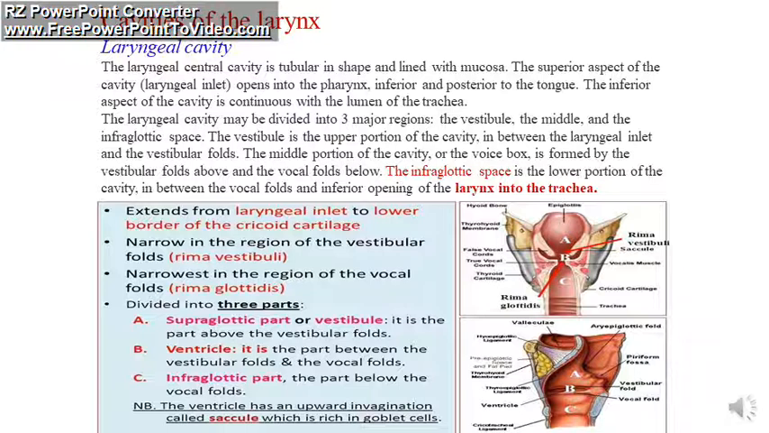If you look here, the infraglottic space is the lower portion of the cavity, in between the vocal fold and the inferior opening of the larynx into the trachea in this area.